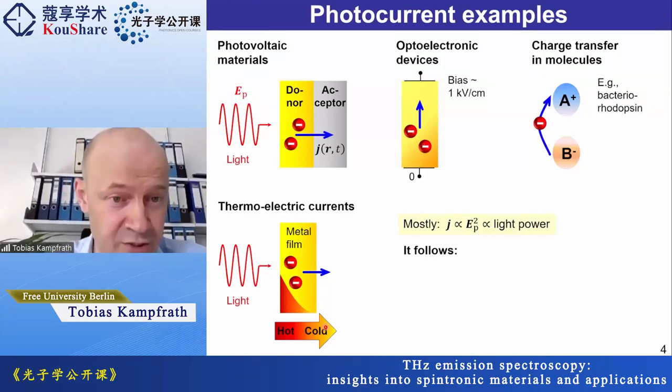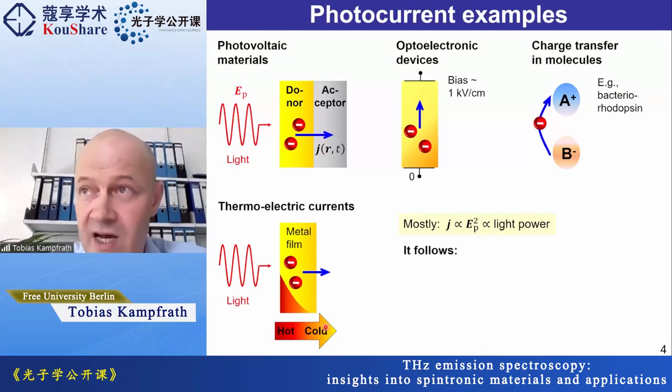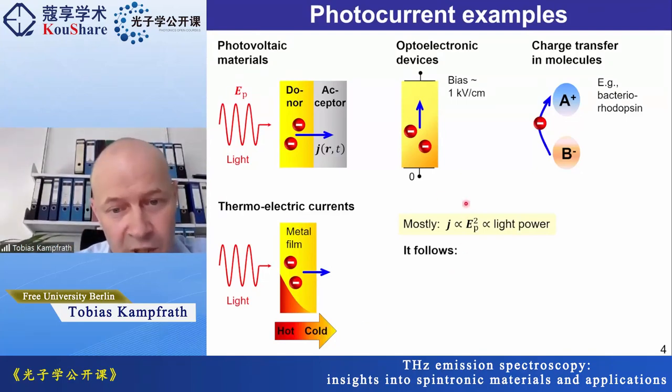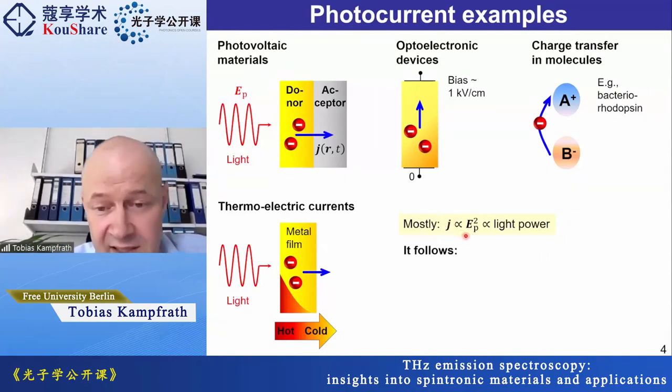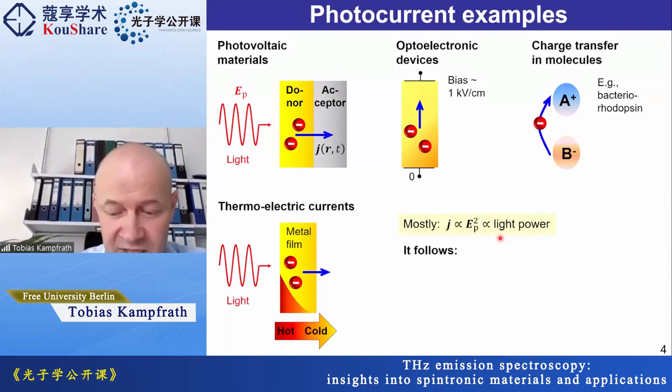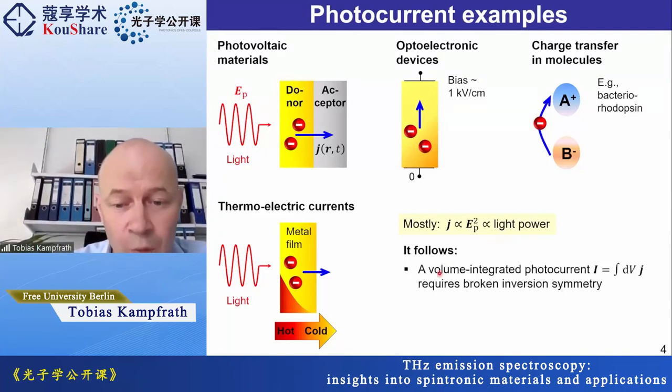And this just illustrates that indeed photocurrents are ubiquitous in science and technology. And there's one important feature about photocurrents. In most cases, they scale quadratically with the electric field of the driving light field. So you can also say that the induced photocurrent density is proportional to the light power that you send into the material.